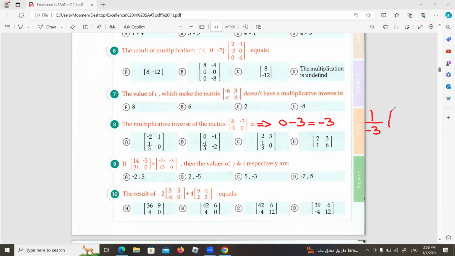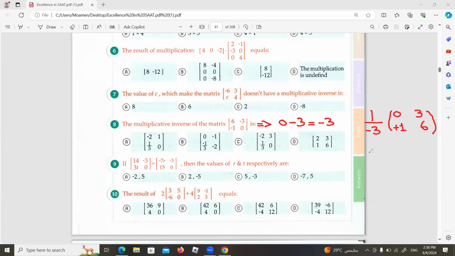And then after that, get the cofactor. What is the cofactor? We said that the cofactor is to switch the main diagonal. The main diagonals are 6 and 0. I switch them, it will be 0 and 6. And then after that, you will change the sign of the other diagonal. So here 3 and negative 1 will be a positive 1.